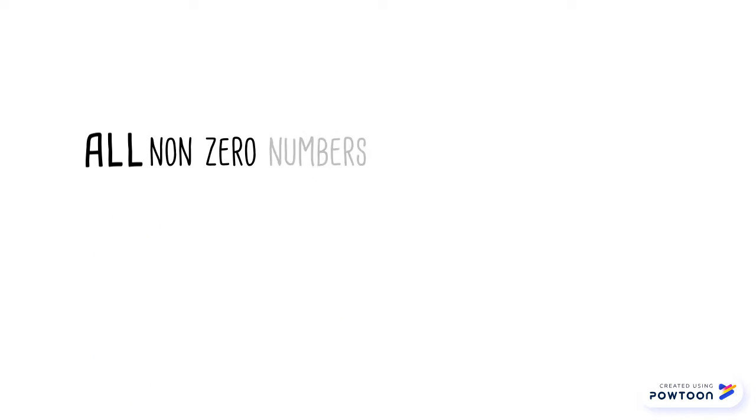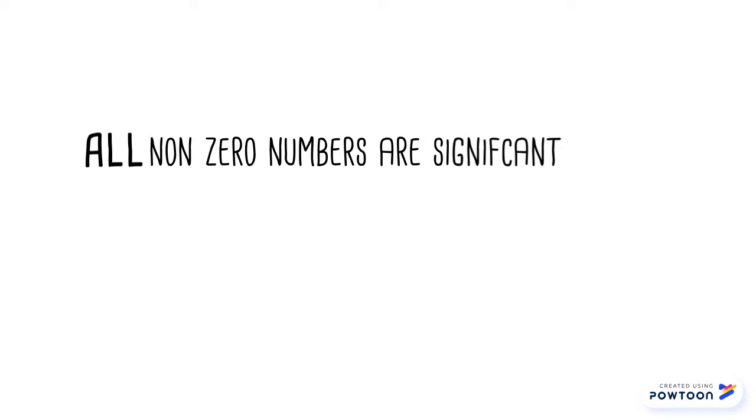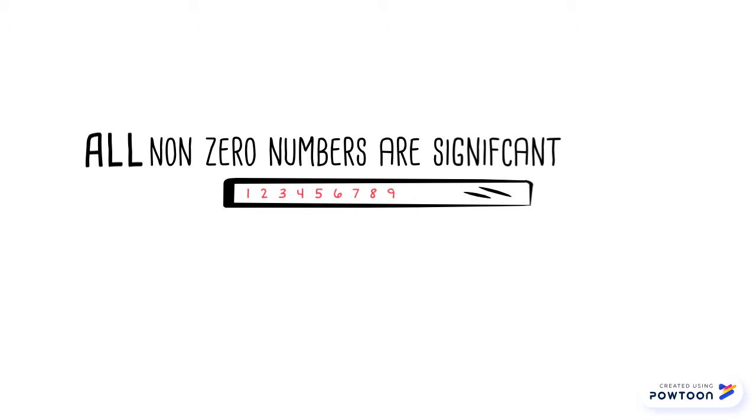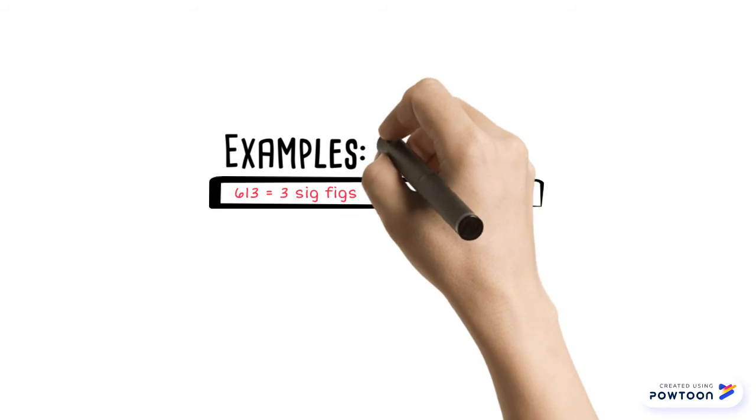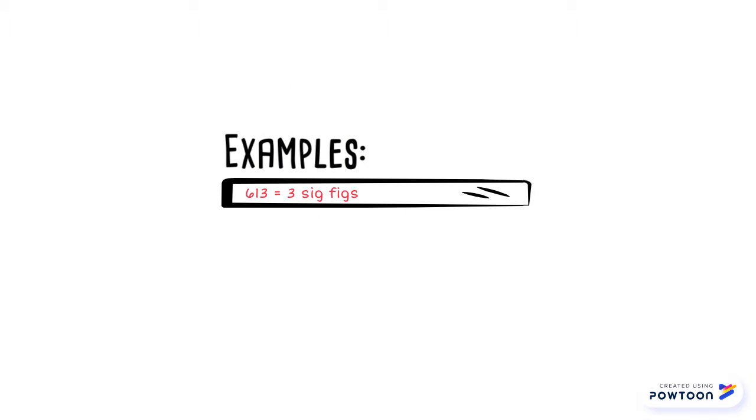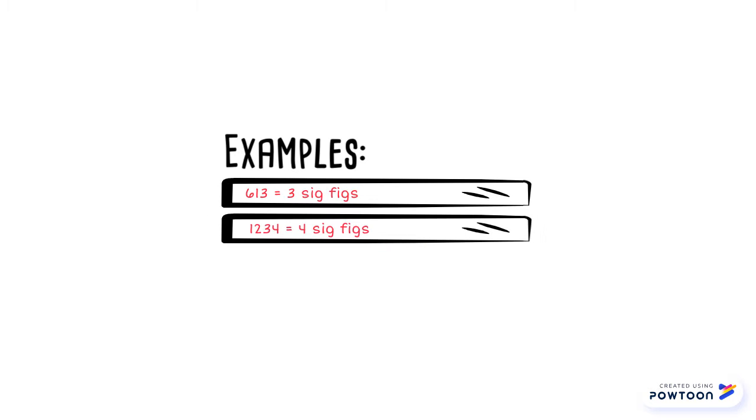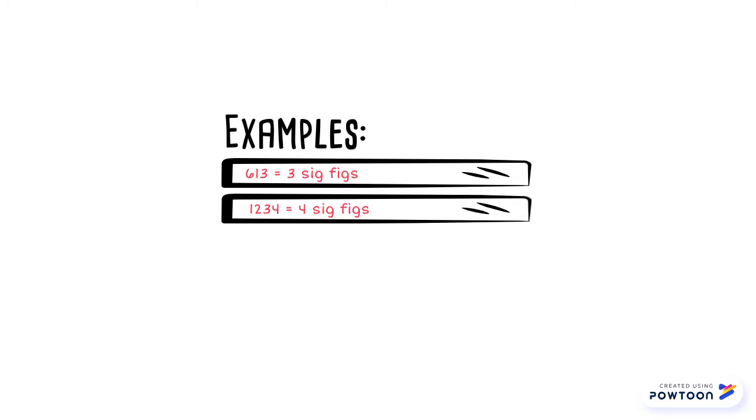The first rule is that all non-zero numbers are significant. If it's above zero, it counts. So in the example of 613, there'd be 3 sig figs in that number. Another example, 1,234, there'd be 4 sig figs. So as long as it's above zero, it counts.